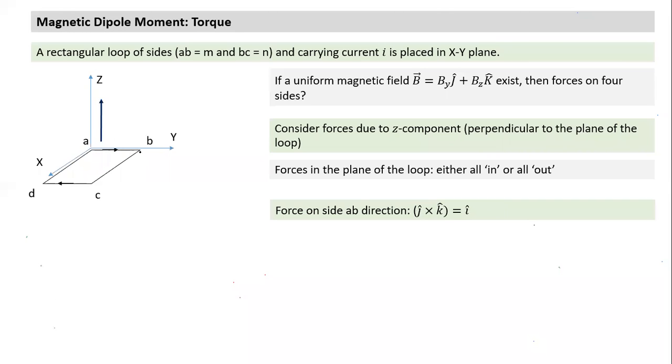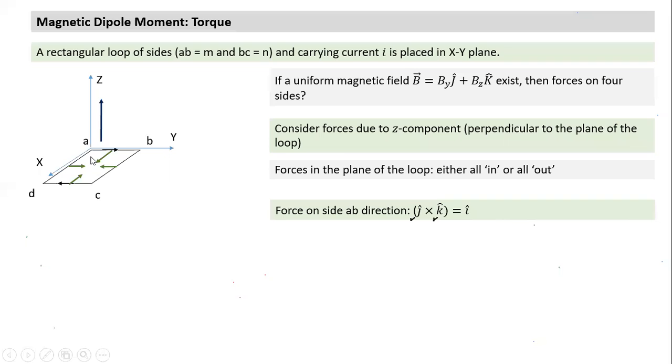Which direction will the force act on side AB? AB is along J cap. This is the direction of the L vector, and this is the direction of the B vector. So J cross K is I cap. I cap is in this direction, which is the direction in which force will act on AB. It is acting inward. So if one force is inward, all forces are in. This is how the forces will act, and no torque and no net force will act.